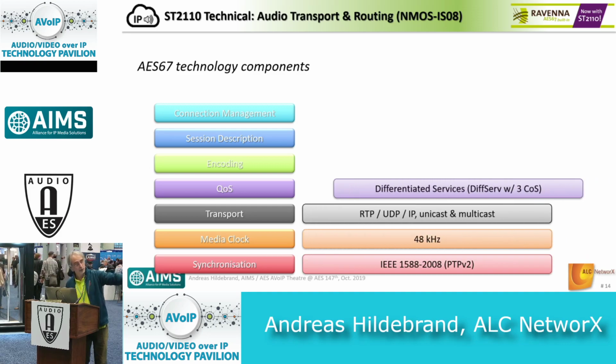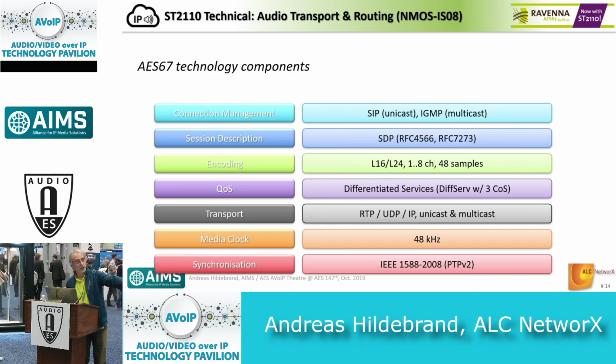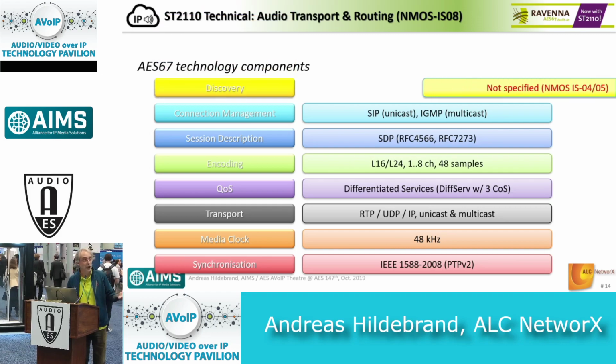And for any of these components, requirements are defined. So how the synchronization is achieved through PTP, what sampling rates are to be supported, what the transport protocol is, and so on and so on. All these definitions need to be in place to have AES67 working.